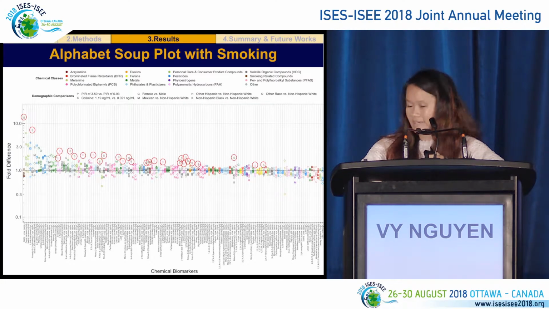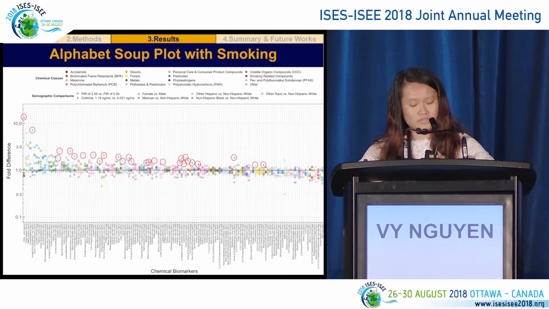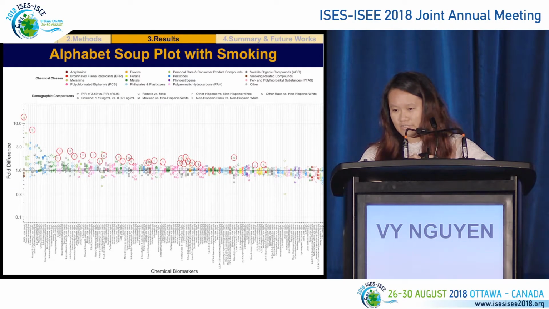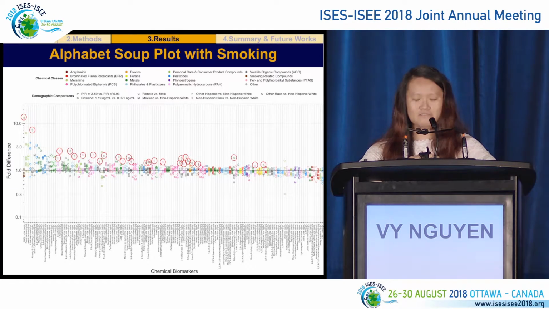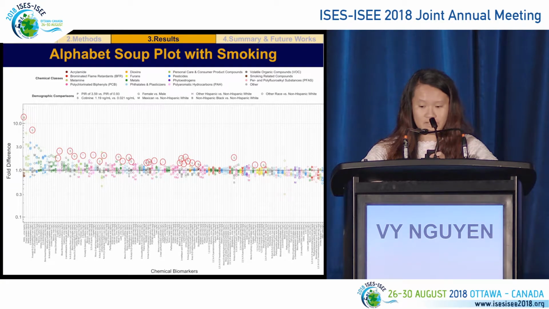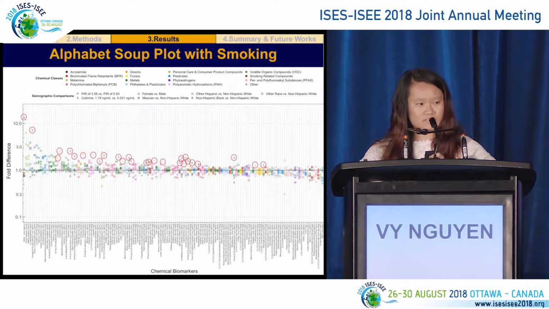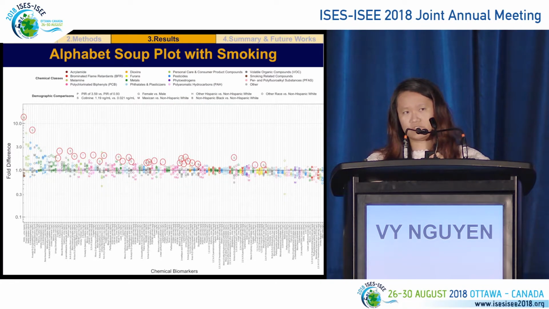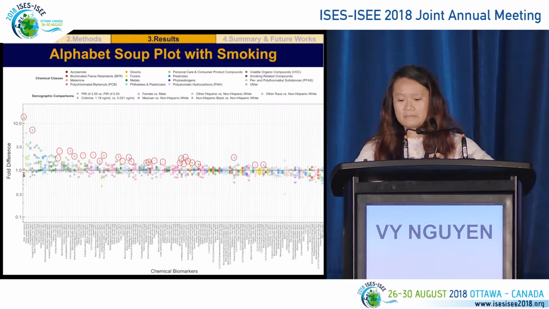Smoking here is denoted by ESC, where I compare again the 75th percentile and the 25th percentile. G stands for gender, comparing female versus male. And then the races are M, to denote Mexican Americans compared to non-Hispanic white. H here is used to compare Hispanic versus non-Hispanic white. Here B is for non-Hispanic Black, and other race is denoted by O. And other race consists of Asians, Muslims, and participants of multiracial background.